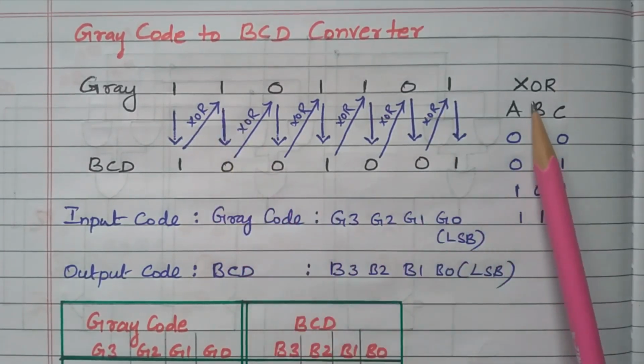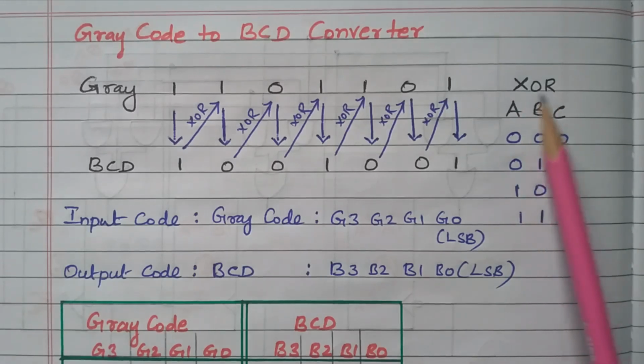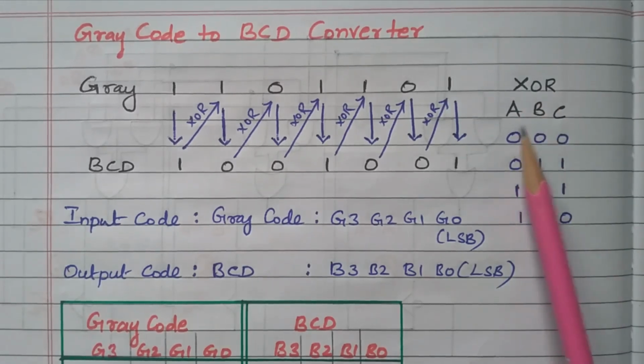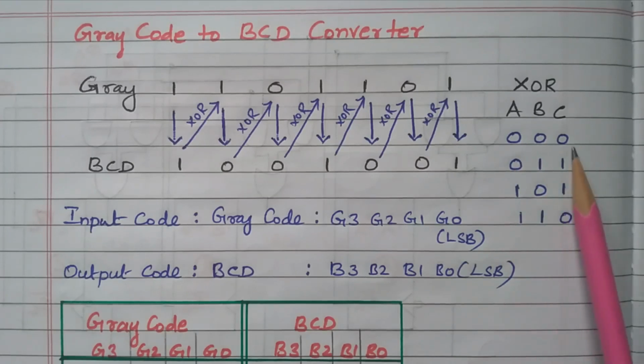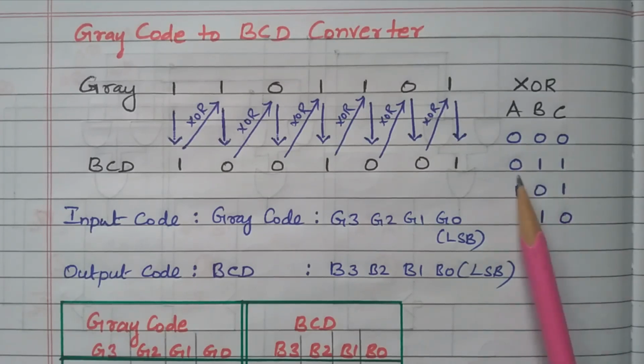What is an XOR gate? The XOR gate and its truth table are given here. A and B are the inputs, C is the output. There are 4 combinations for 2 variables: 0 0, 0 1, 1 0, 1 1. 0 0 means the output will be 0. 0 1 means the output will be 1. 1 0 means the output will be 1. 1 1 means the output will be 0. So from this we can easily identify that if the inputs are both equal, whether 0 0 or 1 1, the output is 0. If the inputs are different, that is 0 1 or 1 0, the output will be 1.